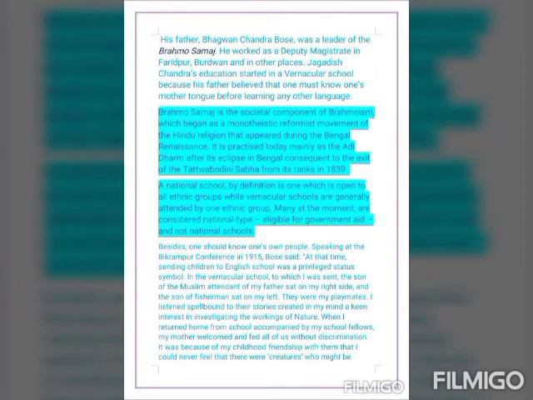And next we know about what is vernacular school. A national school by definition is one which is open to all ethnic groups, while vernacular schools are generally attended by one ethnic group. Many at that moment are considered national tribe eligible for government aid and not national schools. So besides, one should know one's own people.